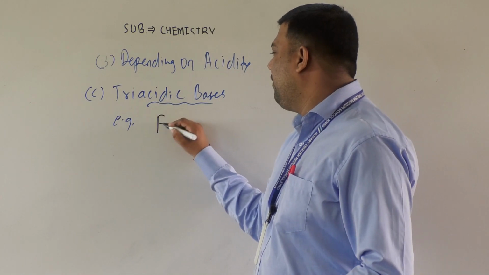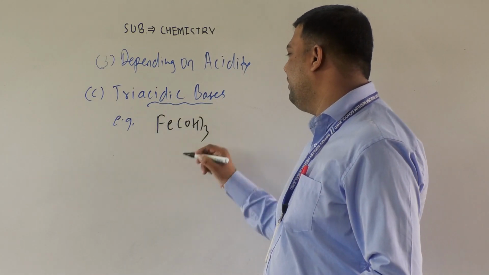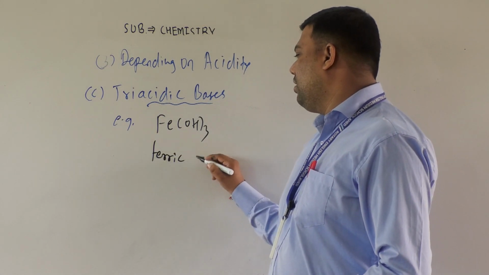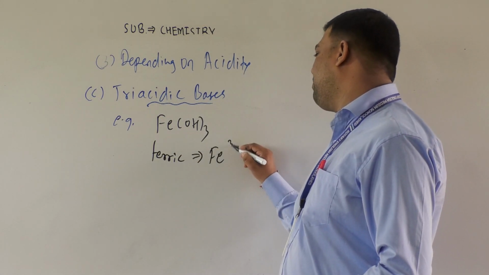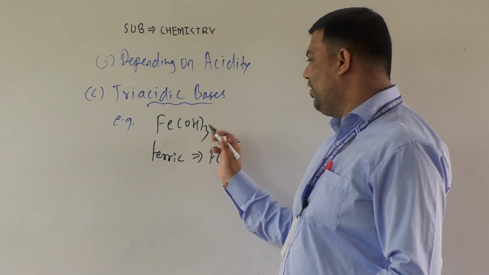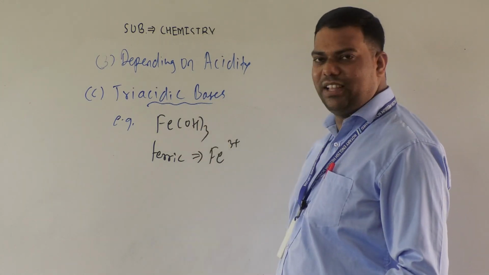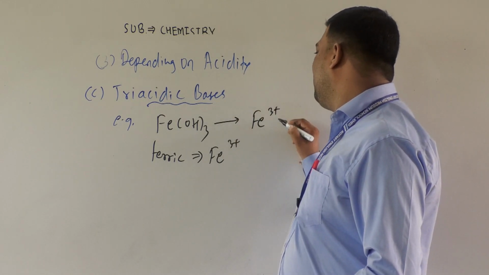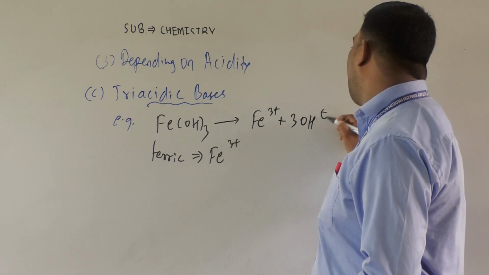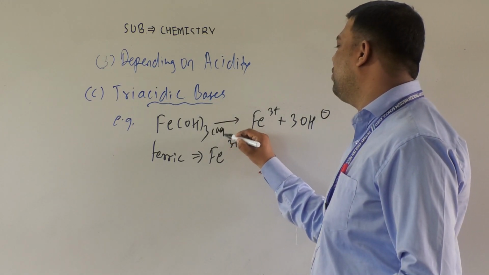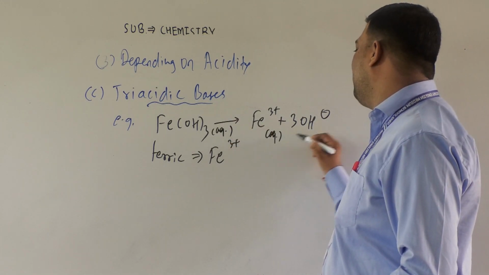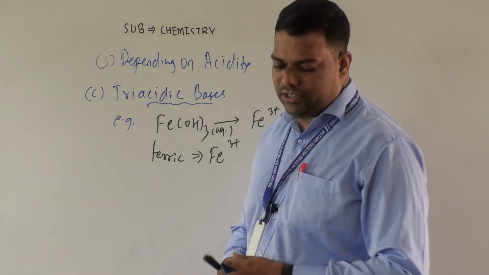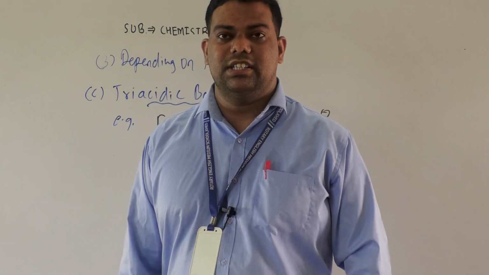Ferric hydroxide. Ferric means Fe3 plus ion, and 3 OH minus by the crisscross method. So how does it dissociate? Fe3 plus and 3 OH minus, both in aqueous. Understood? So these are examples of triacidic bases.